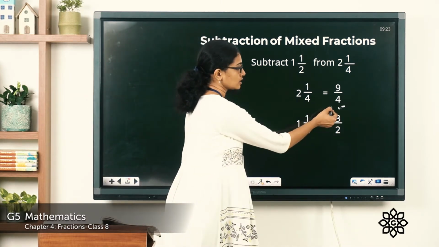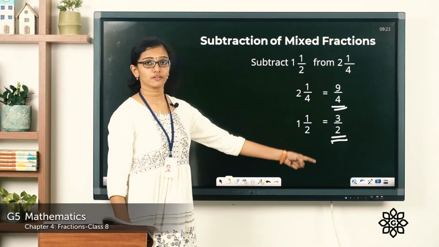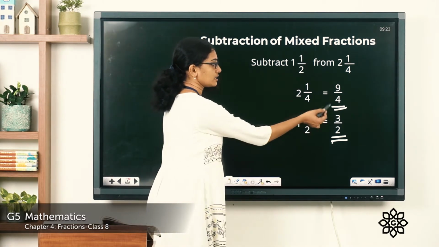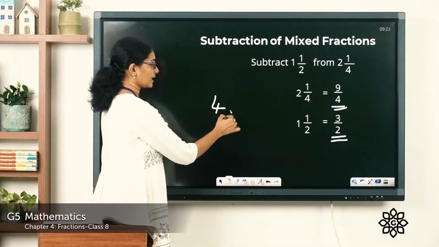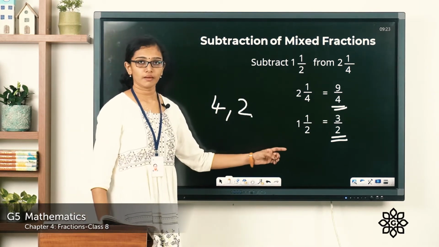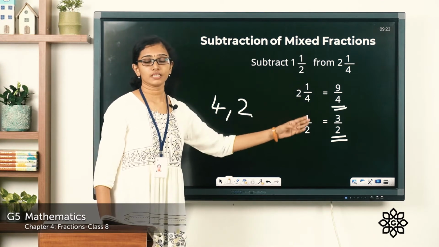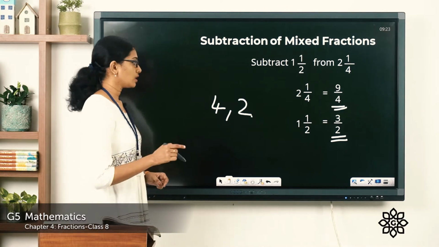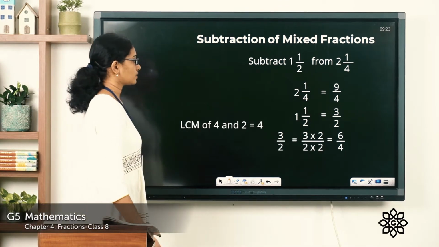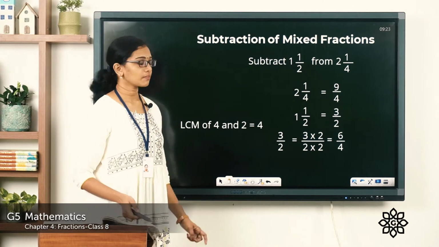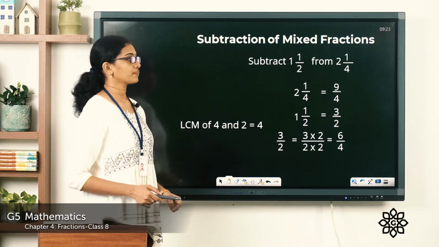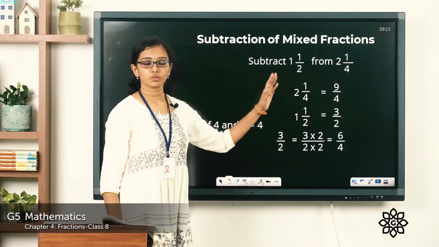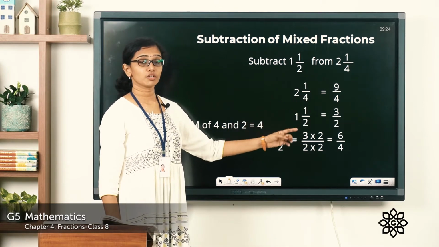Now look at the fractions. These improper fractions have different denominators. How do we make them have the same denominator? We find the LCM of 4 and 2 and then choose a number so that we can multiply both the numerator and the denominator, and then the denominator will become the same as the LCM obtained. So let's see how we can do that. We know the LCM of 4 and 2 is 4.